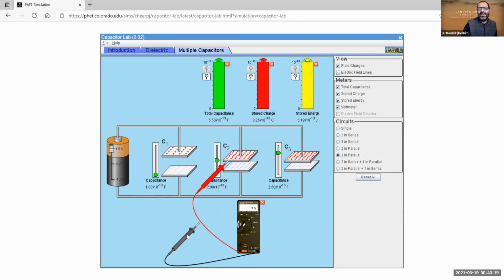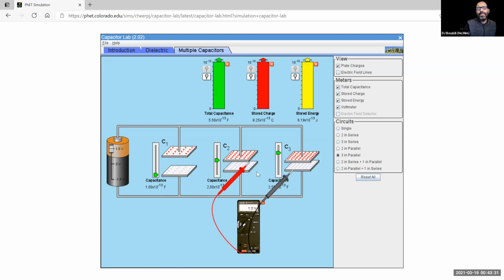Notice if I move it somewhere else, it's giving me an exclamation point. It doesn't know what the voltage is. It's an open circuit, basically. So I have to really put it in the proper place. It's 1.5, the same as this voltage. As a matter of fact, the voltage in here too is 1.5.